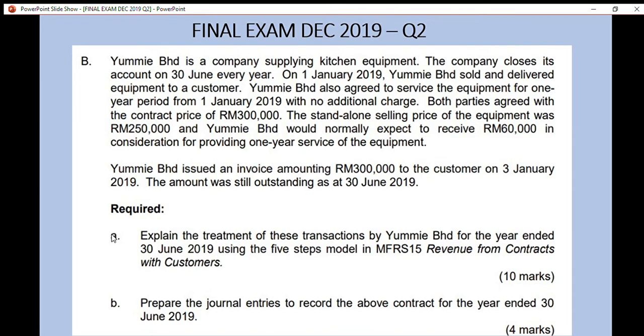Required: A. Explain the treatment of these transactions by Yummy Berhad for the year ended 30th June 2019 using the 5 steps model in MFRS 15 Revenue from Contracts with Customers. The marks allocated are 10. So how do we answer this question? We need to apply the 5-step model in MFRS 15. Let's check out the answer.